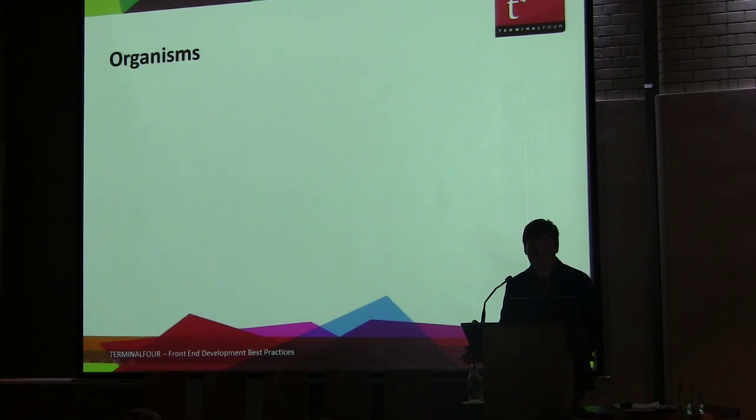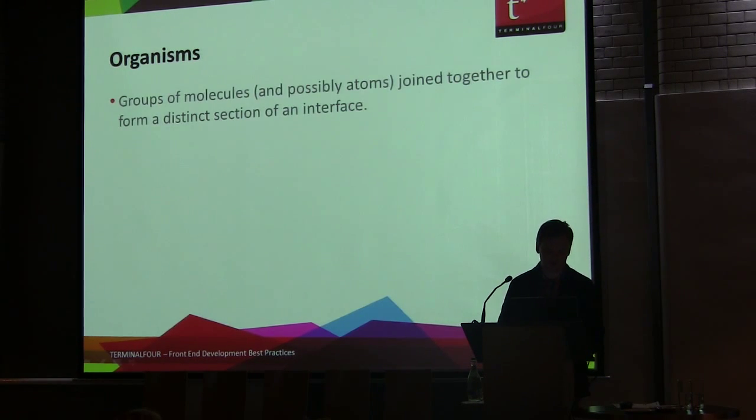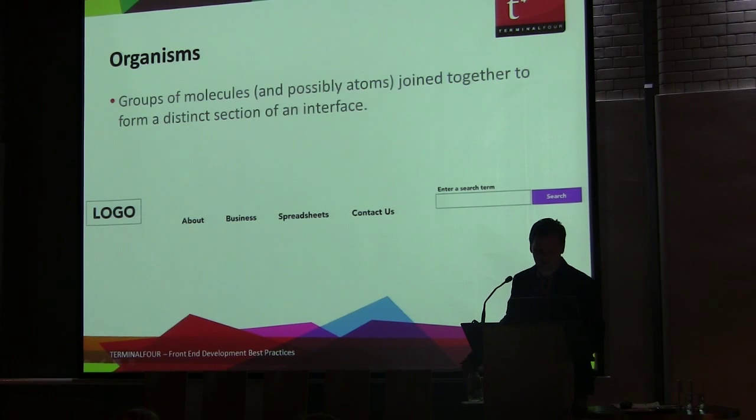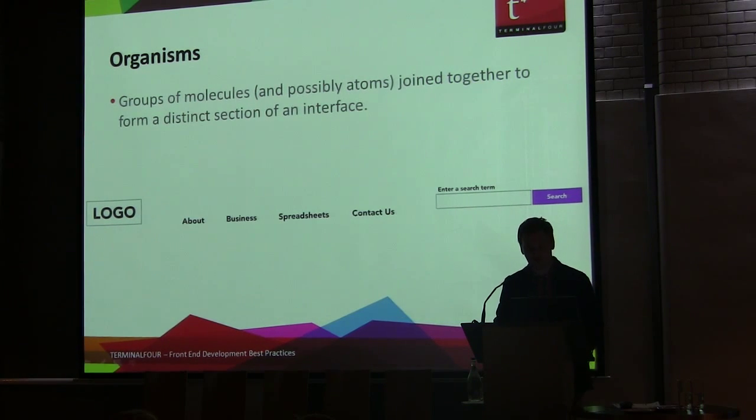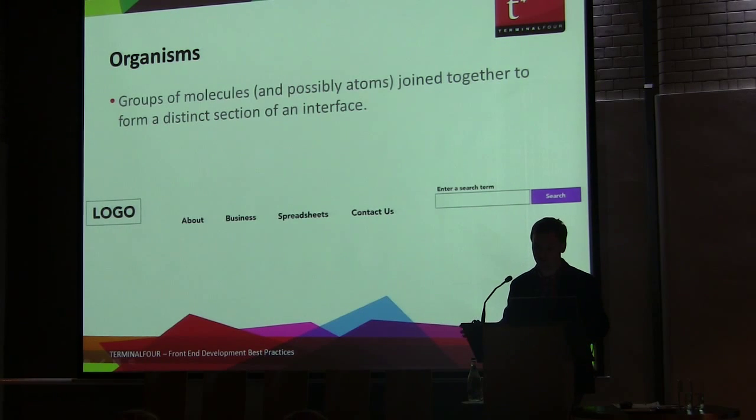Next up, you've got organisms. So groups of molecules and possibly even atoms join together to form distinct sections of an interface. So in this case, we have a logo, and we have navigation, and we have our search form. So it can consist of kind of similar or disparate molecule types, right? So for an example here, we have the logo and the navigation and a search one, but you could have an organism of many of the same molecules.